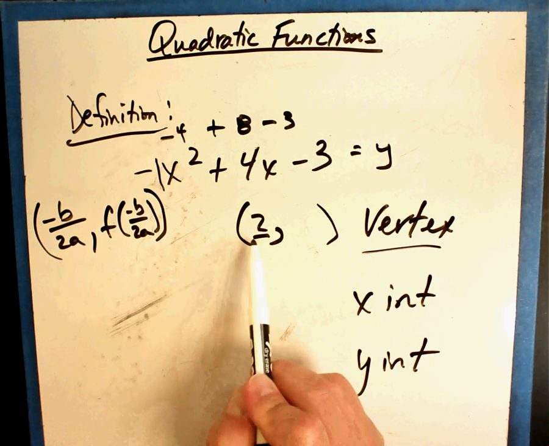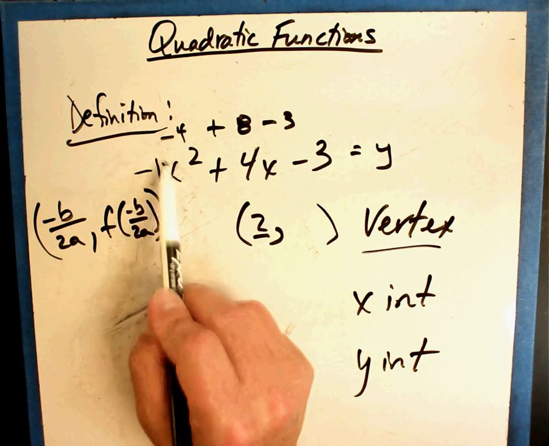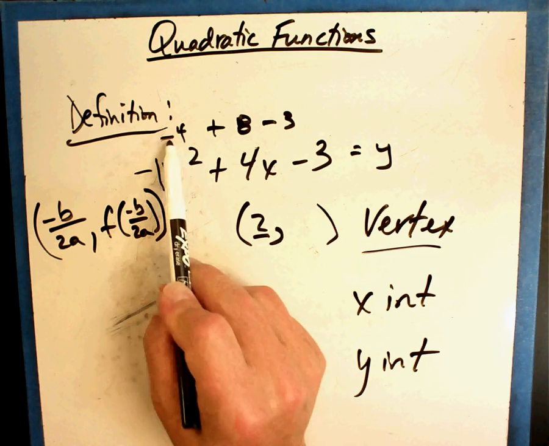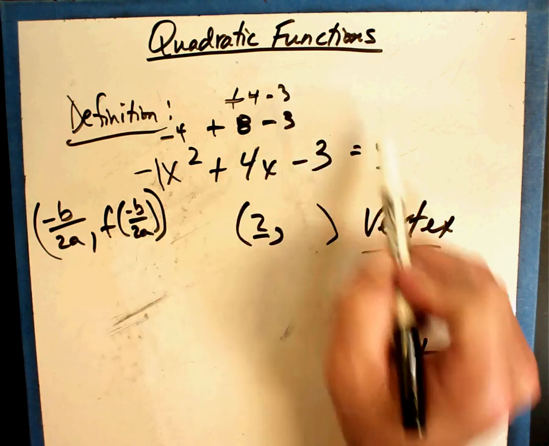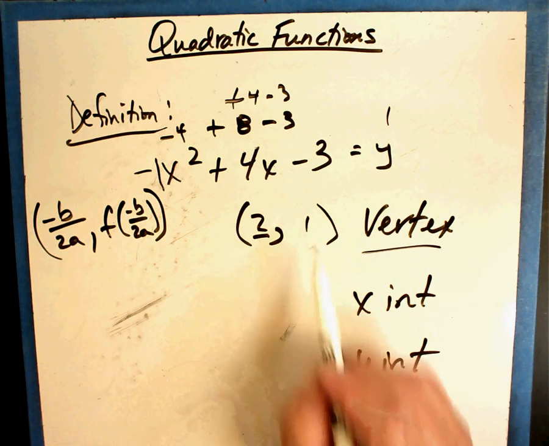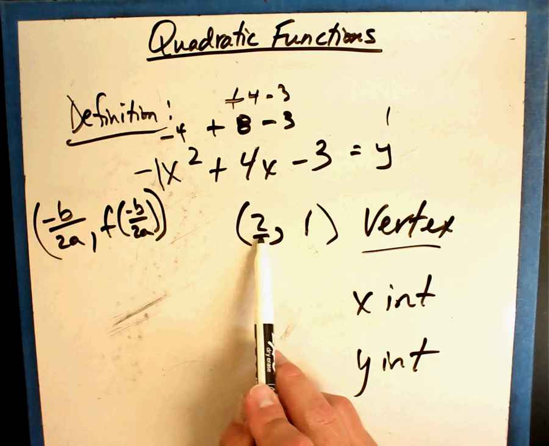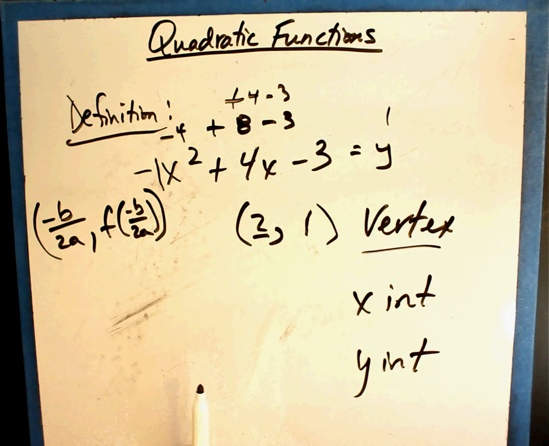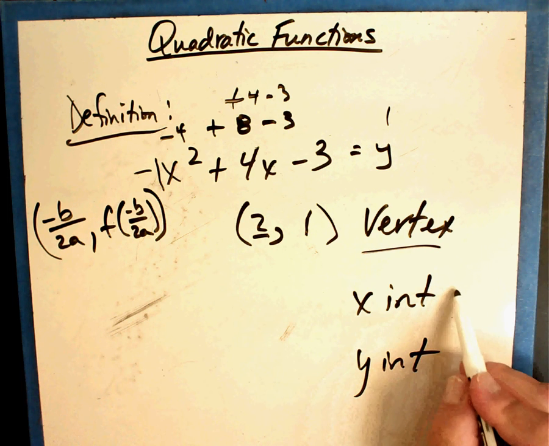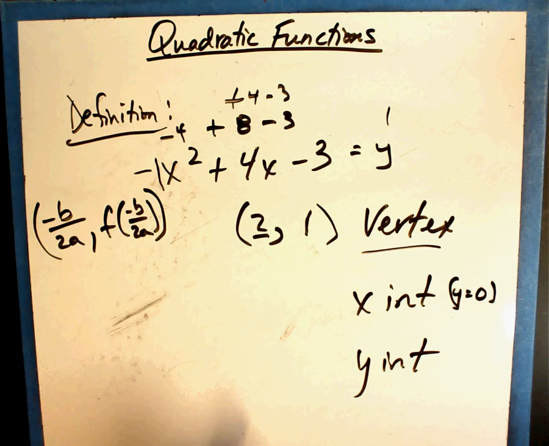So one more time. I plug the 2 in for x. 2 squared times minus 1, that's minus 4. So minus 4 plus that, that's plus 8. Minus 3 is y's value of 1. There's my vertex. So I use minus b over 2a to get this value, and then I plug that value in for x and get my answer. There's my vertex. If I want to get my x-intercept, I'm going to set the y equal to 0. So we're going to do that next.